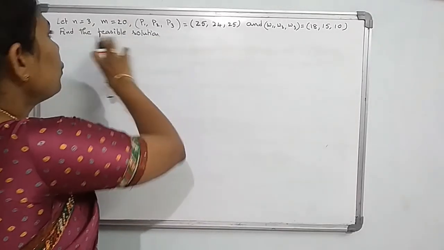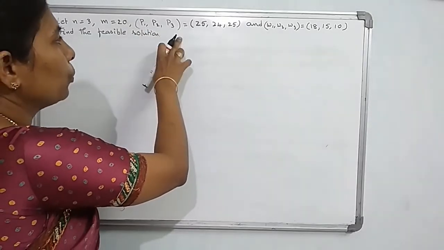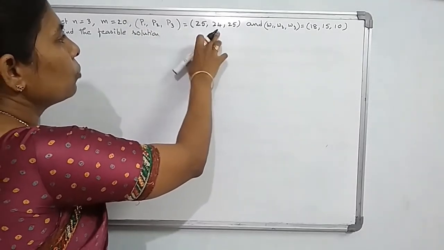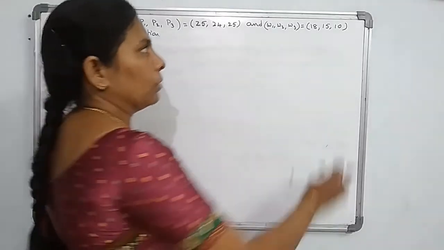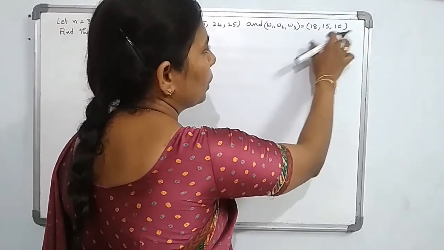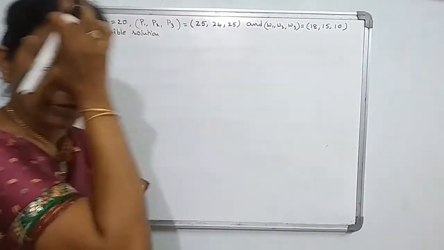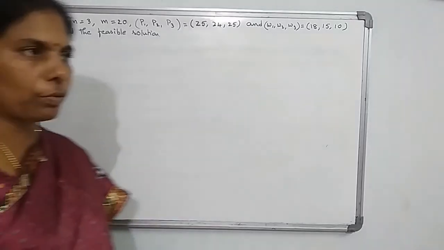Each and every object must have a profit. The profits are written as P1, P2, P3, and they are 25, 24 and 15. And each object must have a weight. The weights are given as W1, W2, W3, and they are 18, 15 and 10. So using that problem, you can find the feasible solution for the given problem.